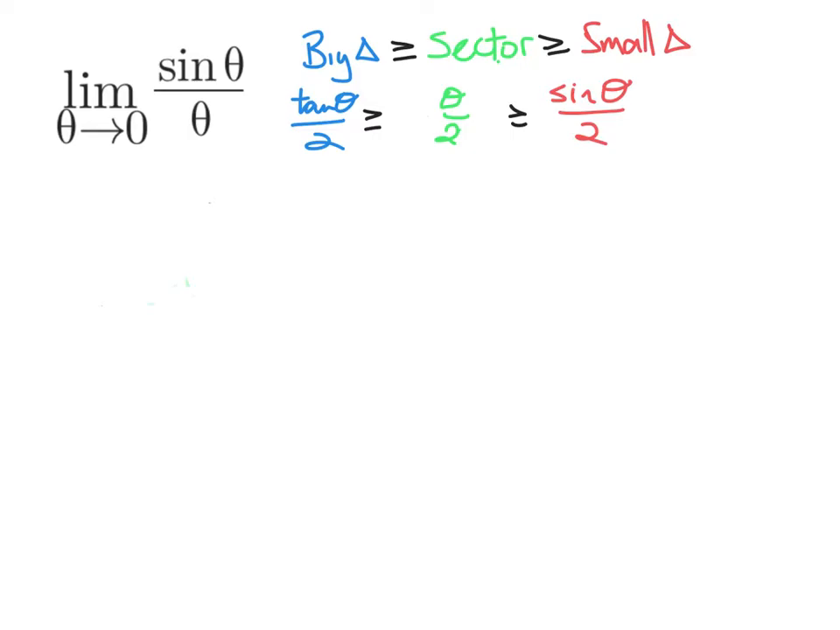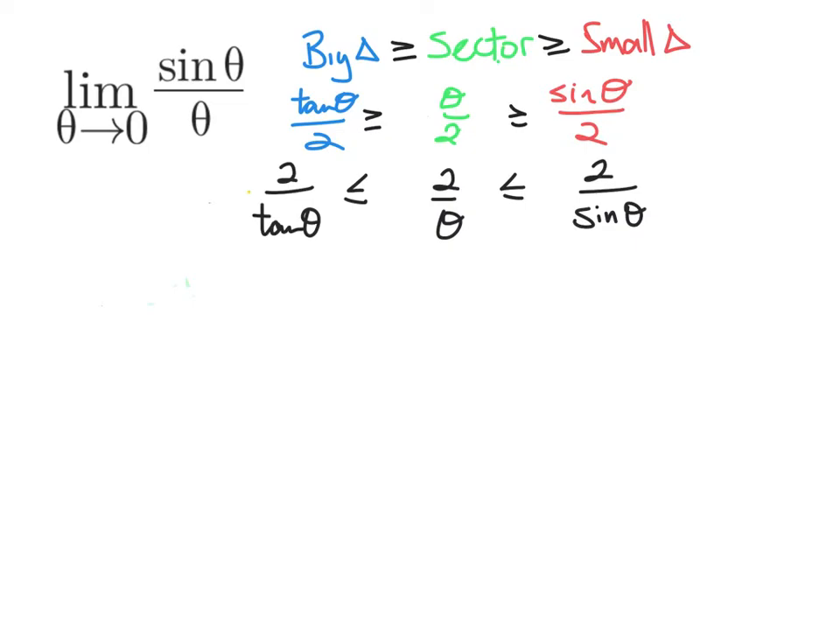Next, I'm going to do a little bit of math magic. I'm going to take the reciprocal of all 3 fractions. So we'll have 2 over the tangent, and 2 over theta, and 2 over sine of theta. But the thing is that if I take the reciprocal of everything, then what was big is now small, and what was small is now big. So it switches all of the inequalities that we have.